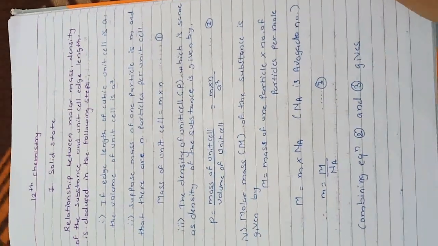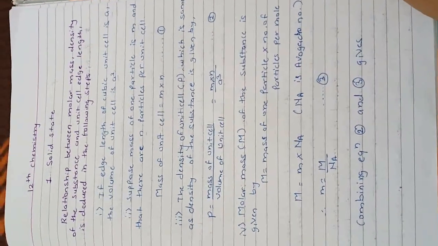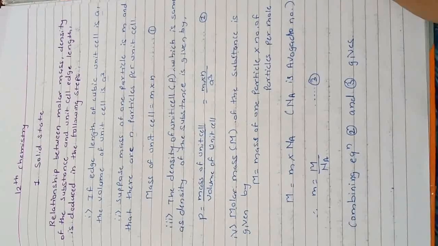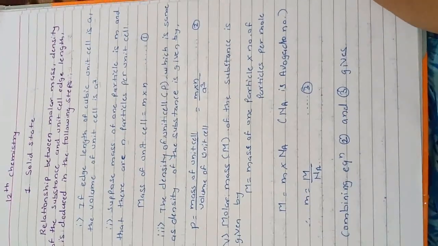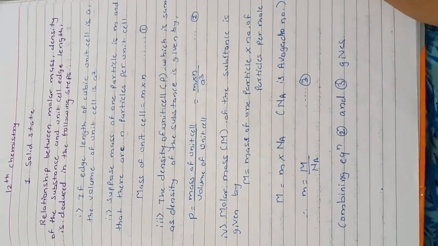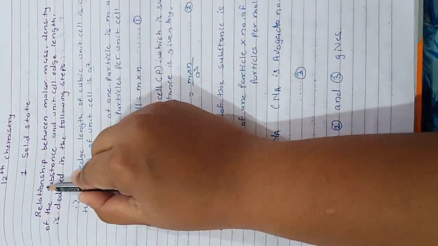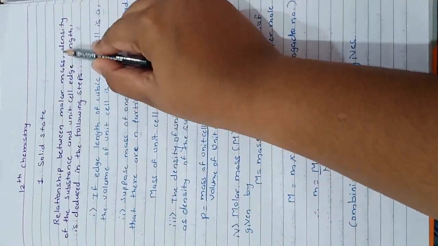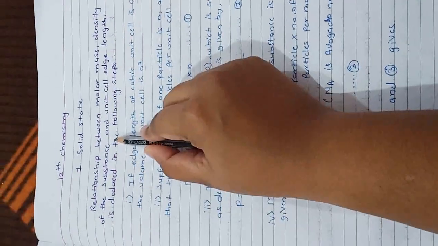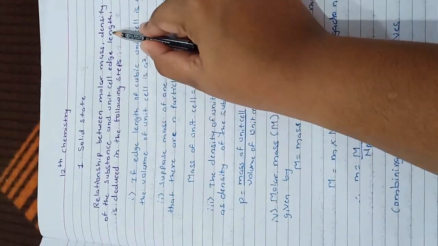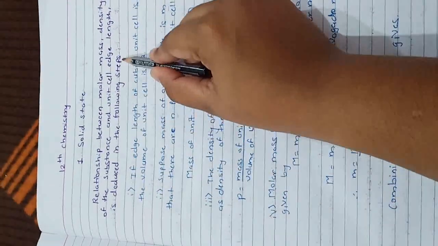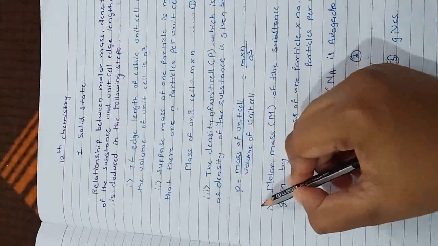Students, this is lecture number 3 for unit number 1. In the second lecture we have seen crystal structure. Now we will see the next topic, the relationship between molar mass, density of the substance and unit cell edge length, which is deduced in the following 4 steps.